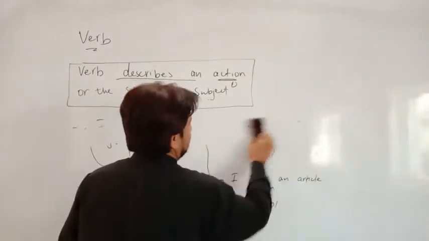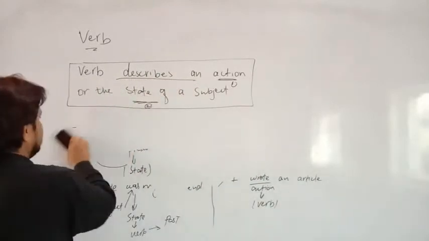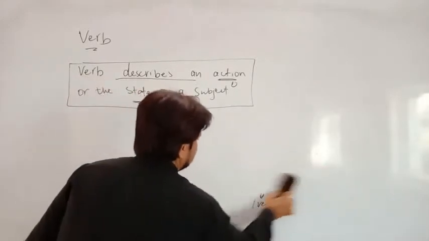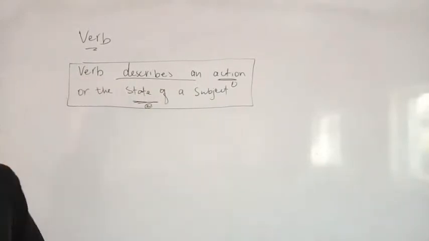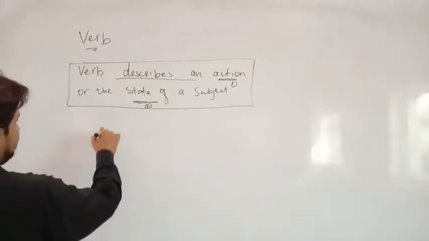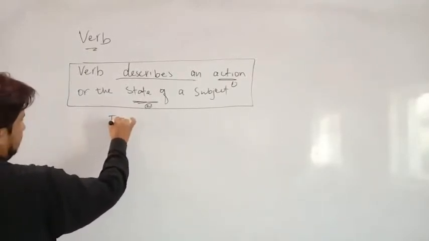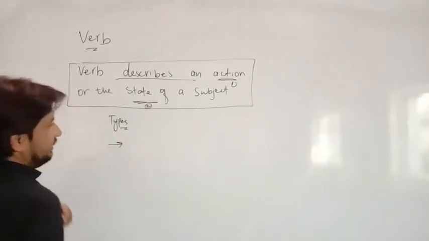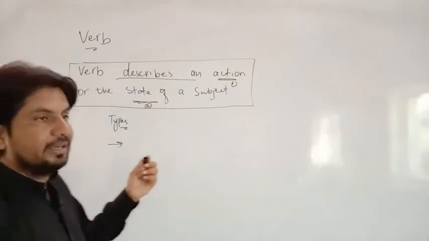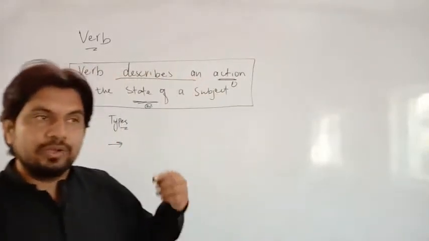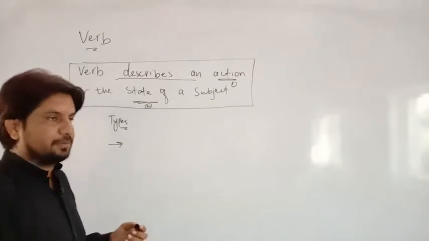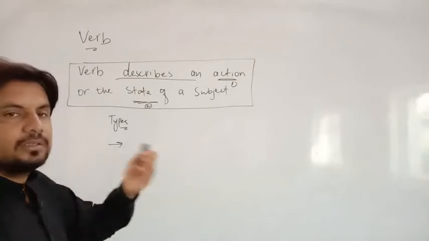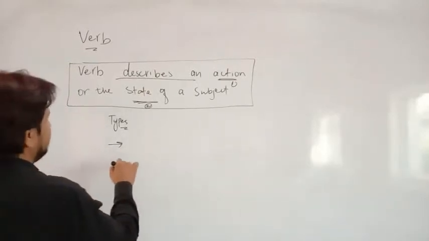So right now I'm moving toward the parts, or the kinds or types of a verb. Here we are going to talk about types. I'm not going to explain in detail because you will have to cover this topic in parts of speech. But here I am just going to introduce you to the sense of the types of a verb.